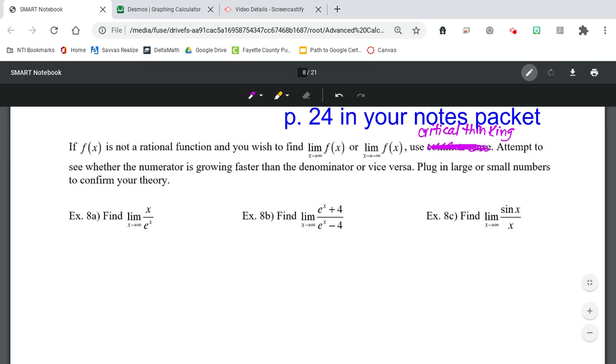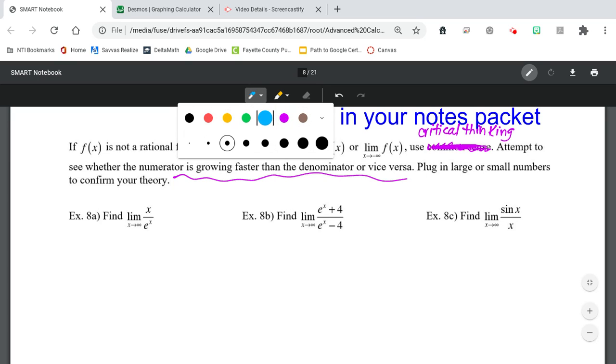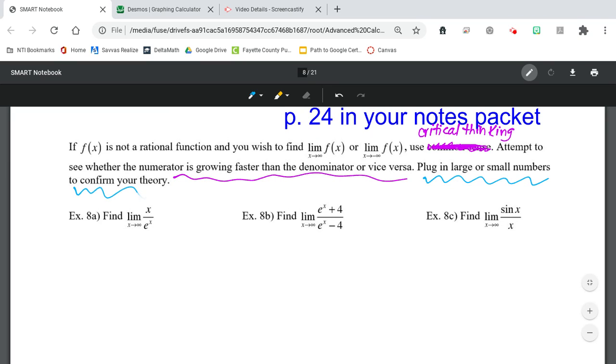Okay, so then we're going to attempt to see whether the numerator is growing faster than the denominator using those three cases I mentioned earlier in the previous video. That's one option. The second option, if that doesn't work, is to plug in large or small numbers to confirm your theory. And we'll see when each would be appropriate as we go along. But we always want to try to identify the most dominant terms in the numerator and denominator, because those can be a huge hint to us as we're working out these problems.